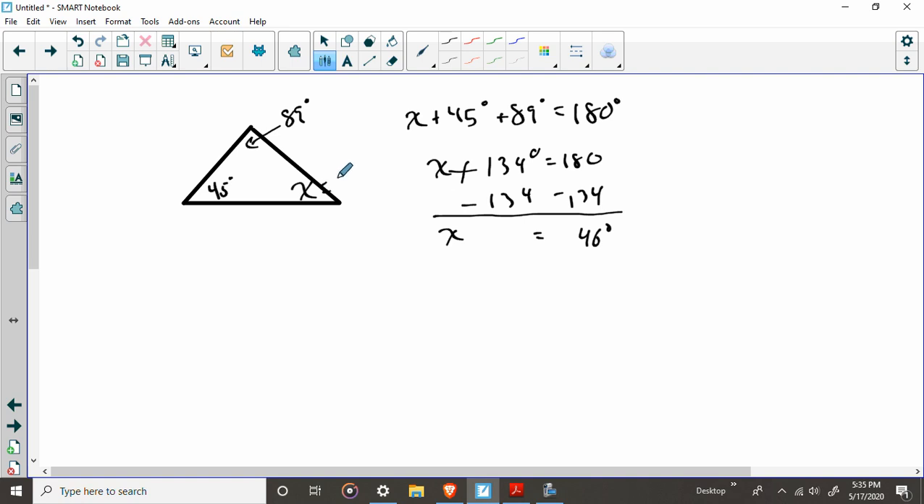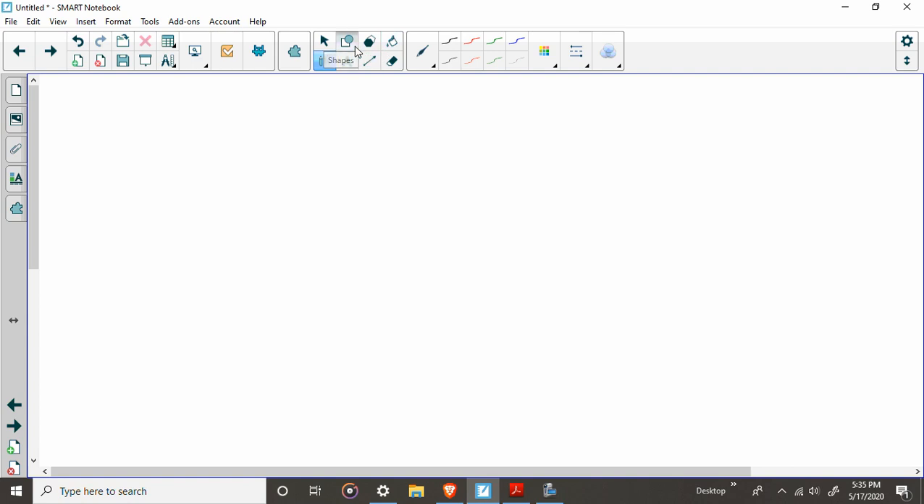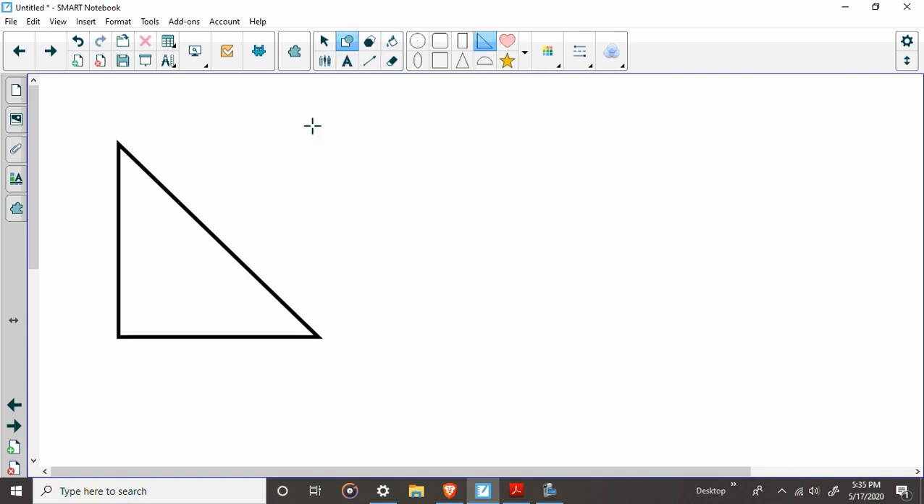Okay, so that's about it. But I'm going to show you another couple of things that they may throw in there. What if they say it's a right triangle? Well, that changes things. Because there are no numbers here, but you know that this has to be 90 degrees. If they say it's a right triangle, you need to know that one of the angles is 90 degrees.